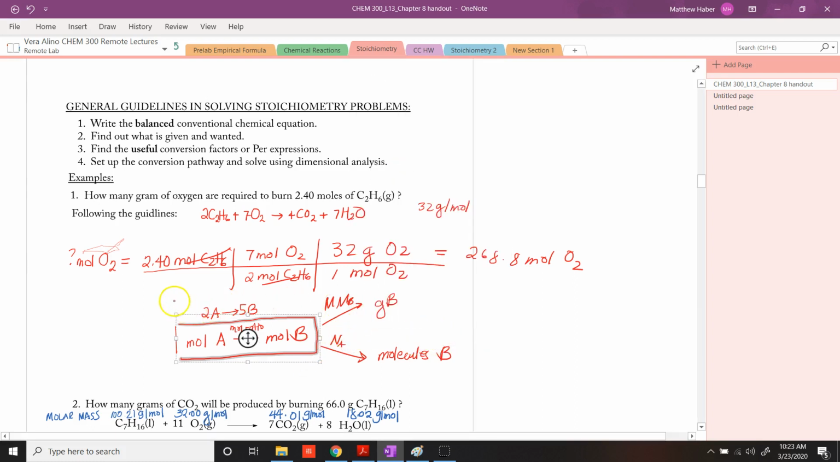Okay, and the same thing holds true if the information of the reactant is other than moles. You could use molar mass. Say if it's given in grams, use molar mass to convert it to moles. Or if you're given molecules of the fuel, then use Avogadro's number to convert it to moles.